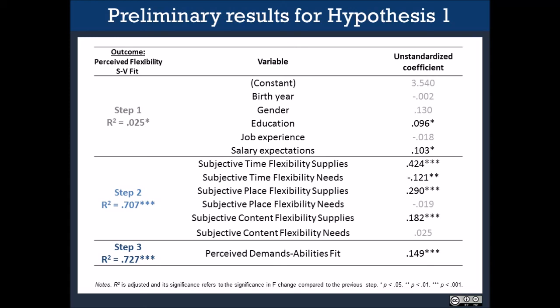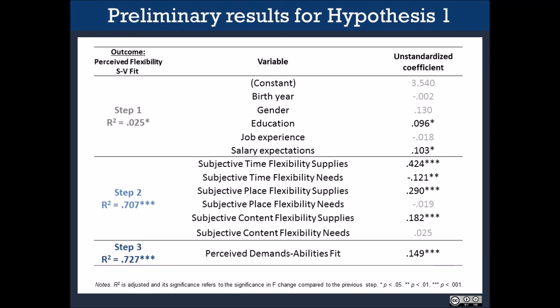Remember hypothesis one: I wanted to predict perceived fit from the subjective supplies and the subjective needs. If you look at the R square, because that's one of the only things I care about in this project, it is the predictive power of my algorithm. This algorithm needs to be able to predict fit in a reliable way. So this project is about the R square and the parsimony in the amount of inputs.